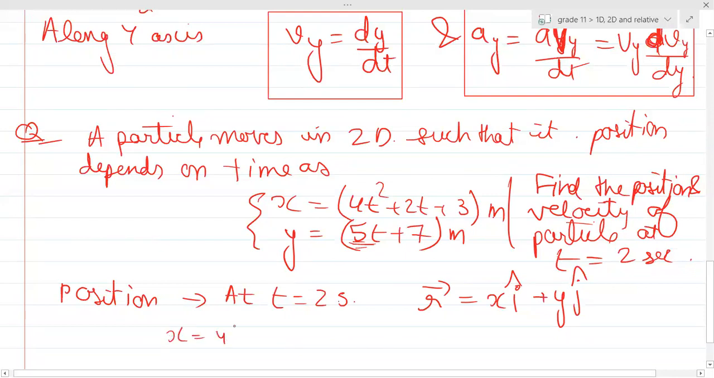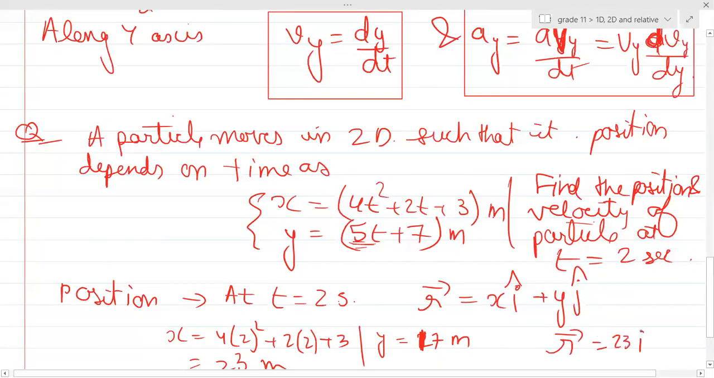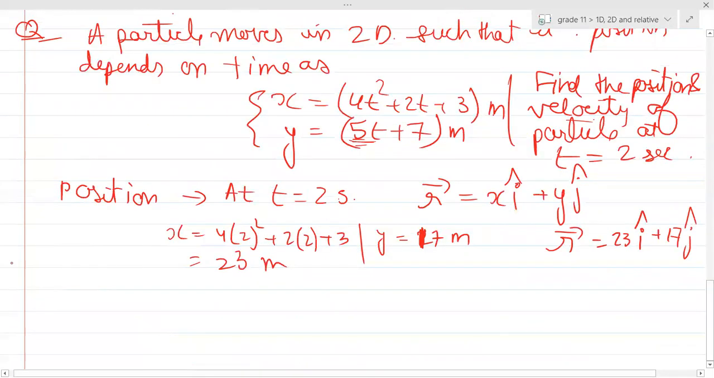So x will be 4 into 2 square plus 2 into 2 plus 3, which will be how much? 4 into 4, 16, 16 plus 4, 20, 20 plus 3, 23, right? Yes or no? And what about the y coordinate? It will be 5 into 4, 27, right? No, sorry, 17. Yes. So 17 meters here, and so the position vector is 23 i cap plus 17 j cap. Any doubt in position vector?